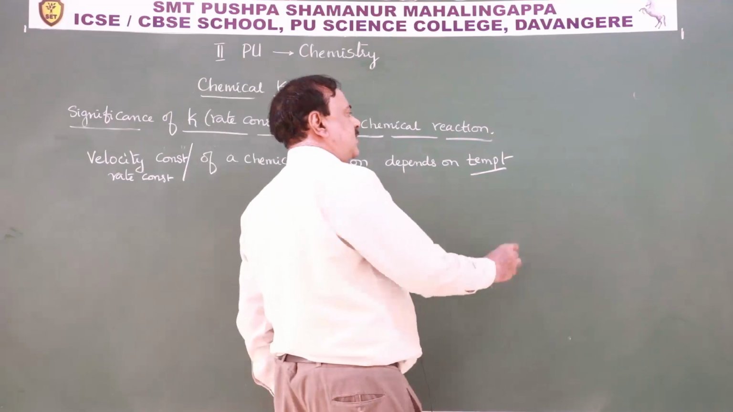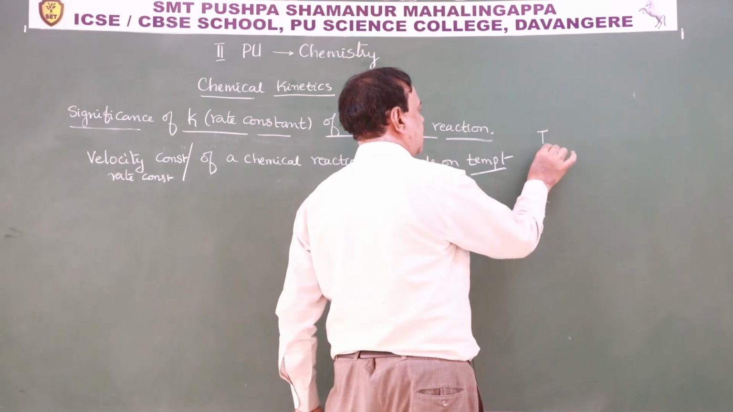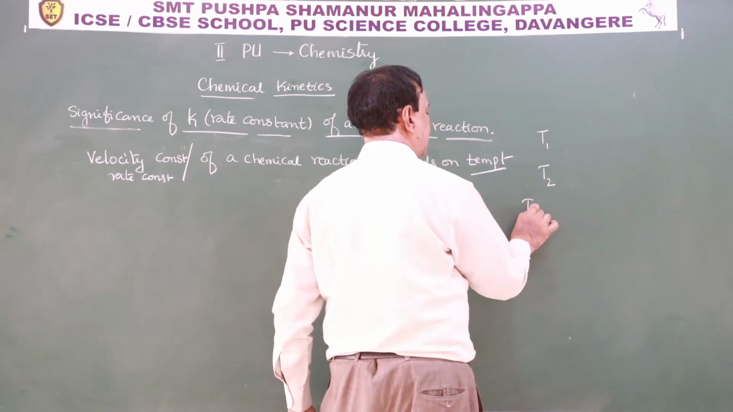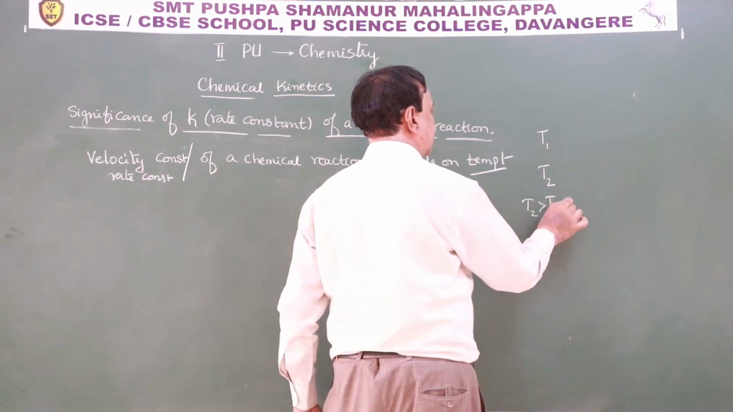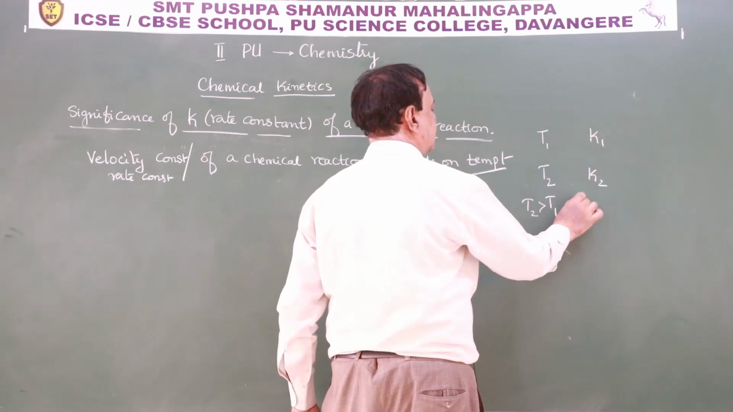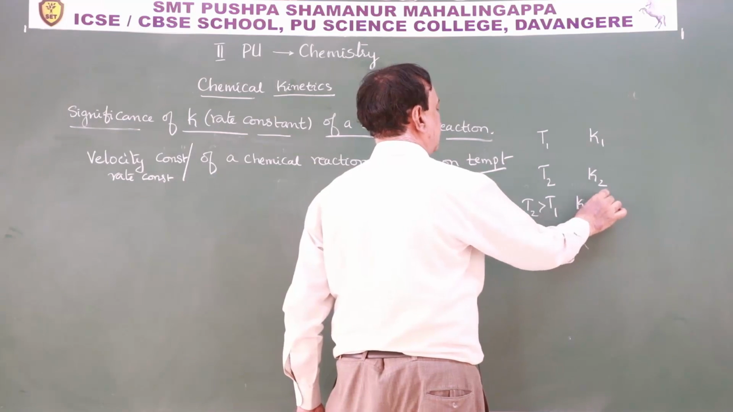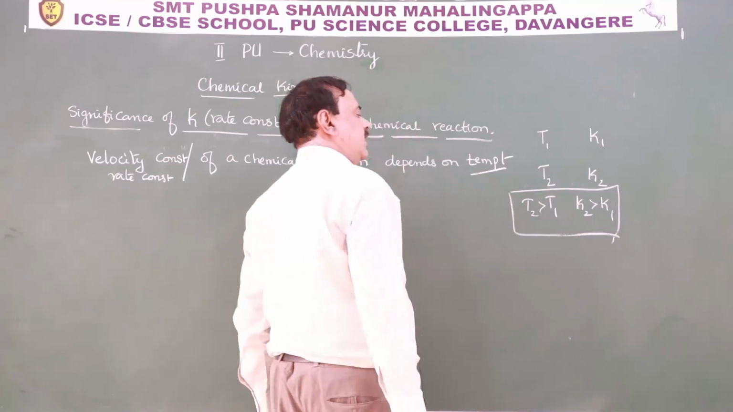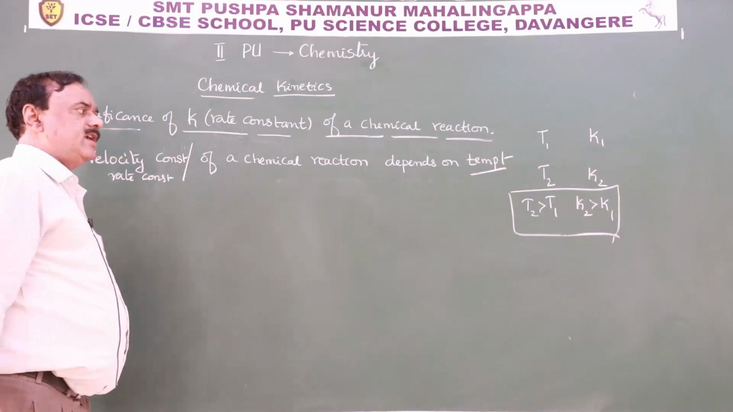Higher the temperature, higher is the velocity constant. Lower the temperature, lower the velocity constant. Suppose T2 is greater than T1, and suppose this is a K1 and this is a K2 value, then it is to be confirmed K2 is greater than K1. If T2 is greater than T1, then K2 should be greater than K1.